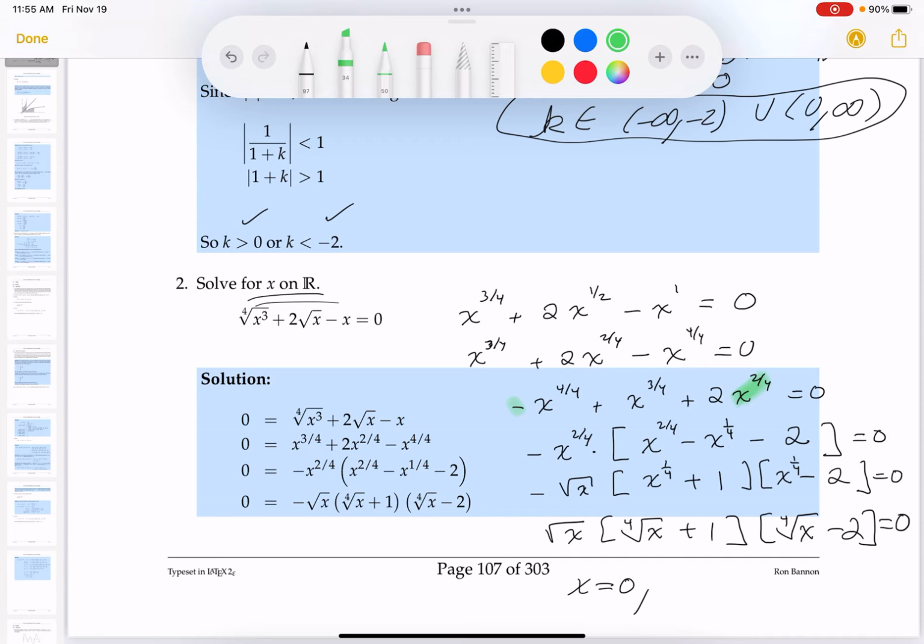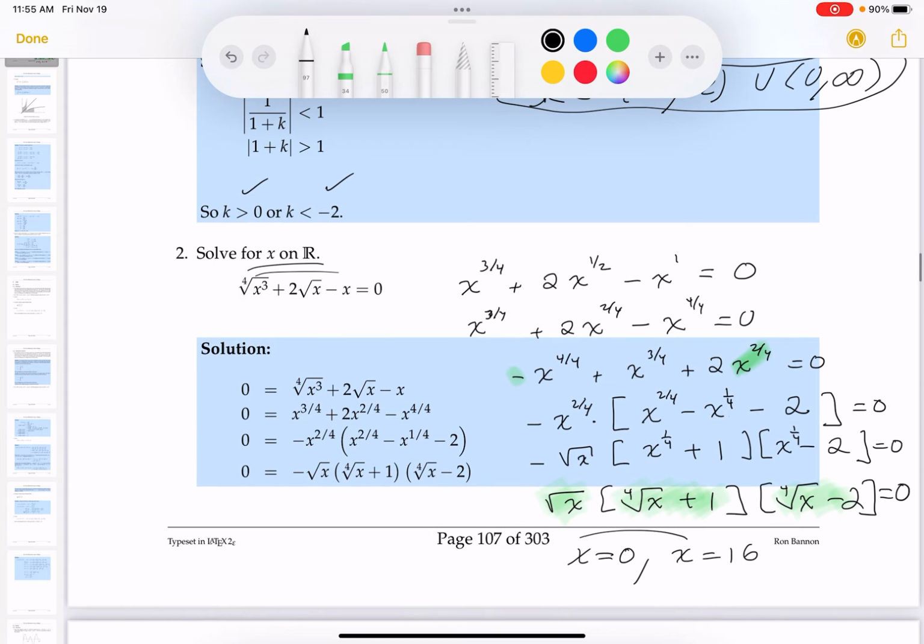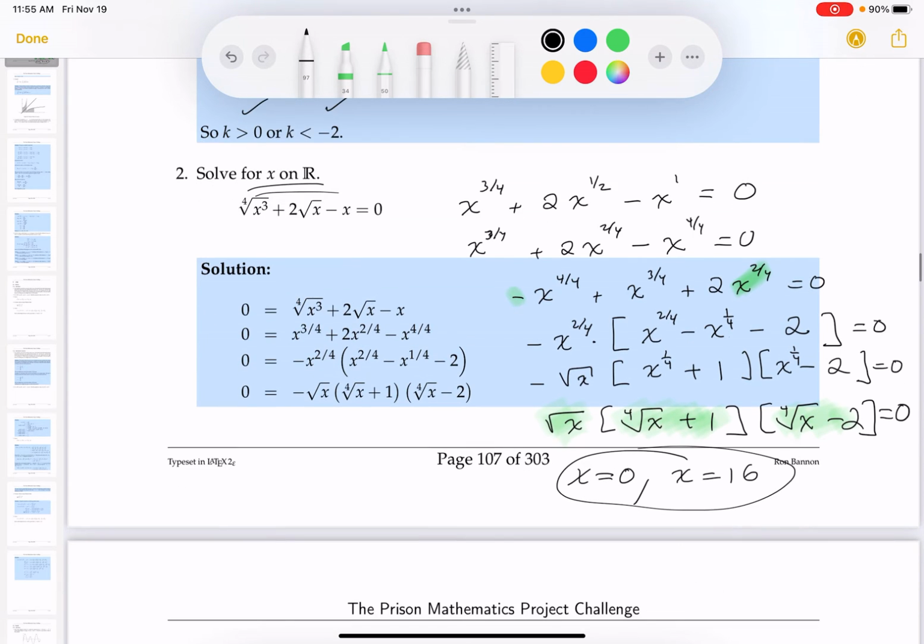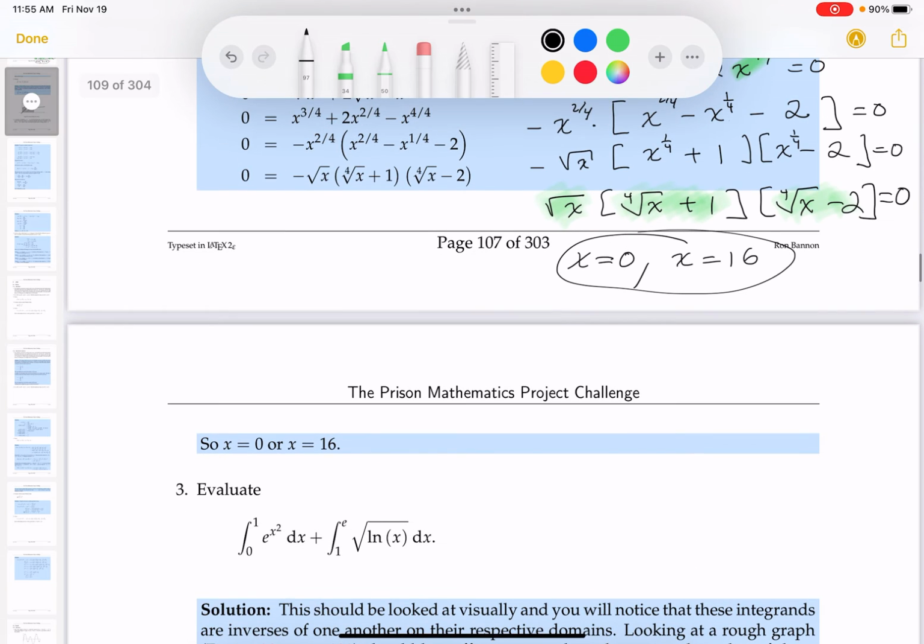That's this one over here. This has no real solution, but this has a real solution over here. What would that be? Well, 16. The 4th root of 16 is 2, and 2 minus 2 is 0. So I get 2 answers, 0 and 16. You can, of course, check that in the original expression if you want, right over here. All right, let's go to number 3.